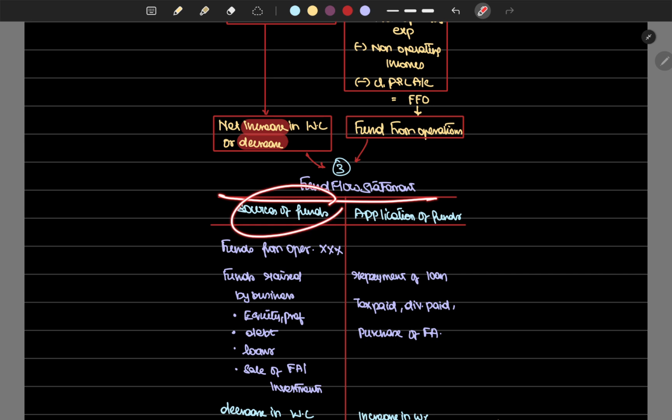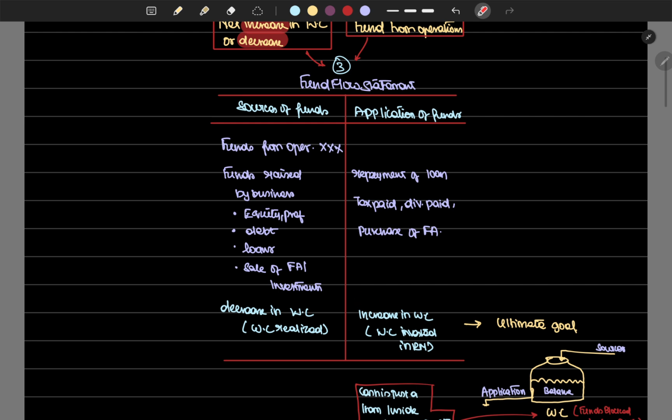Fund flow statement shows where the money is raised and where the money is used in the business. So it should be equal. It's like a balance sheet only. At the end it will be equal, because wherever the money is raised is actually used in application. What's the purpose of raising money? To use it in the business only. So it should be equalized, right?